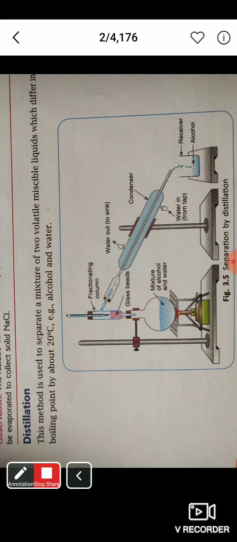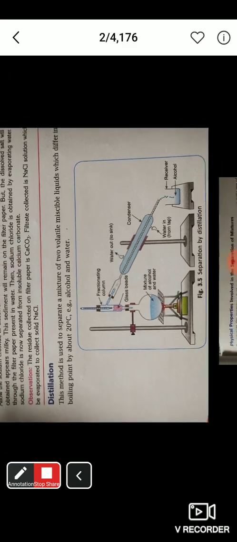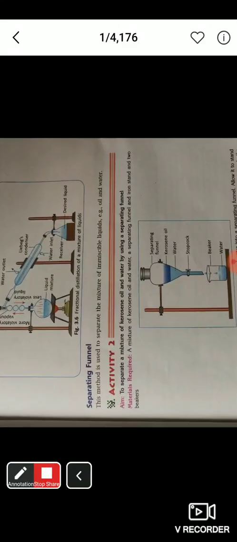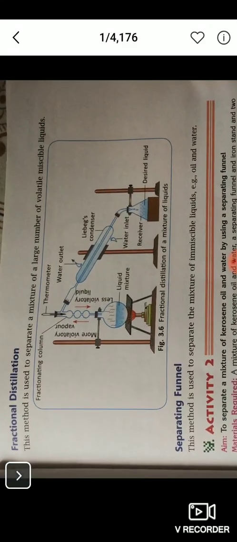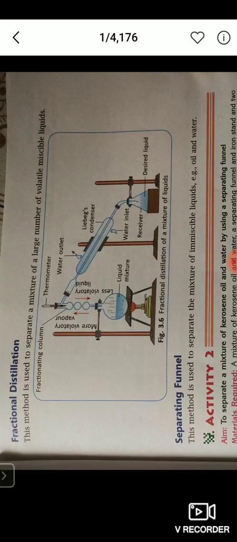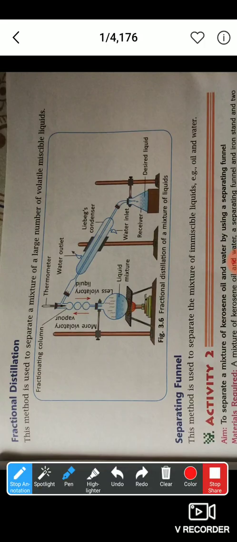Now, the next method, students, which we are going to learn today is fractional distillation. I call fractional distillation an advanced version of distillation because in fractional distillation, you can separate three or more liquid components from a mixture if they have a difference of at least 20 degrees Celsius among their boiling points.